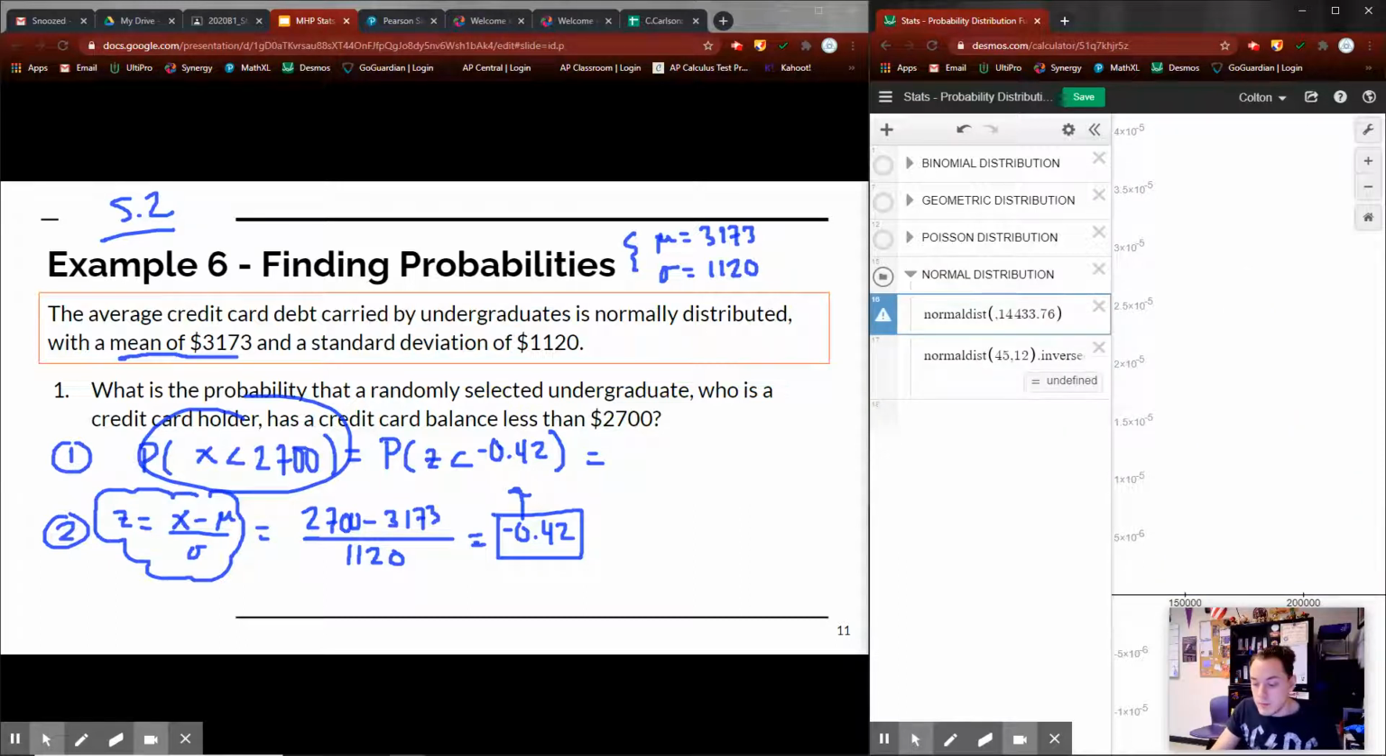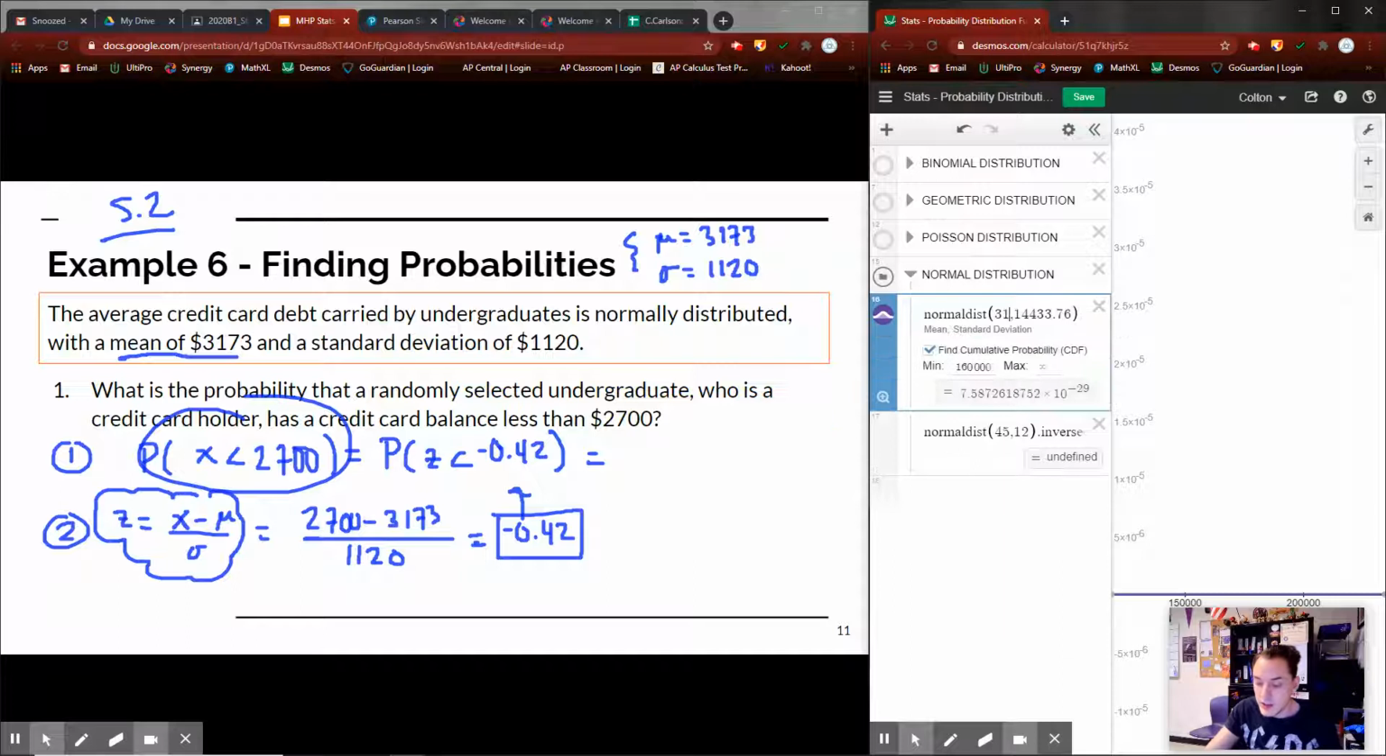Awesome. Population mean, 3,173. What is the standard deviation of the population? 1,120. And then I want less than 2,700. I'm not going to use this because I didn't standardize my graph; it's not 0 and 1. So let's do less than 2,700. I need to make sure that's my max, because I want it less than.